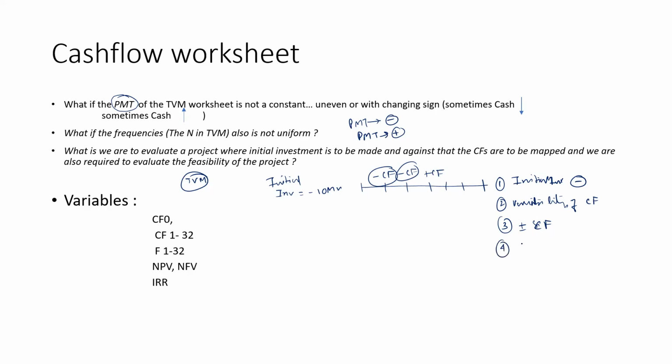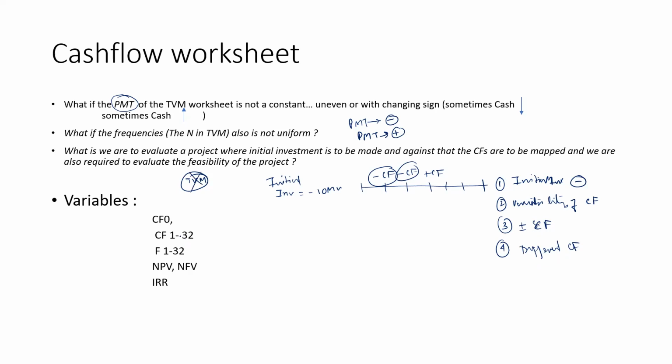Fourth, when we're talking about a project for n number of periods, let's say a 10-year period, each year there is going to be a different cash flow. So the cash flow worksheet helps us tackle these kinds of problems, which the TVM worksheet will not be able to do. Okay.